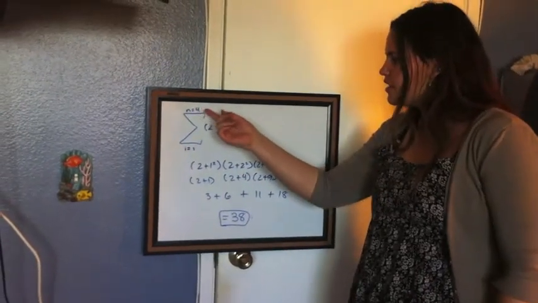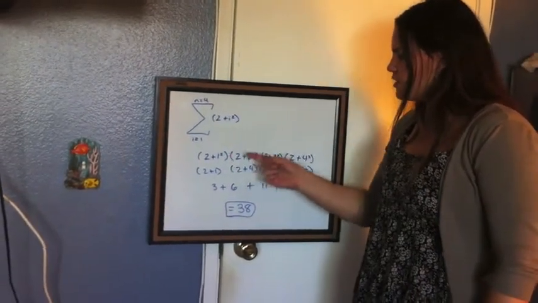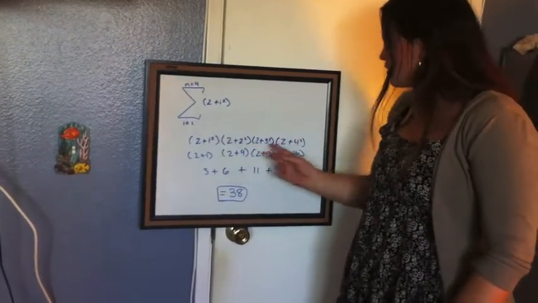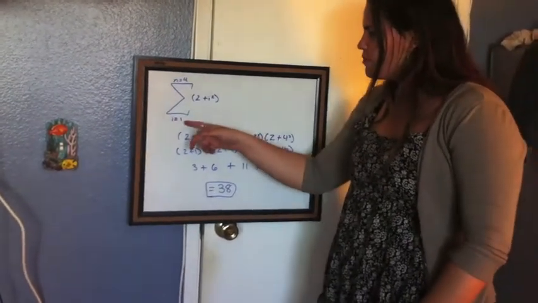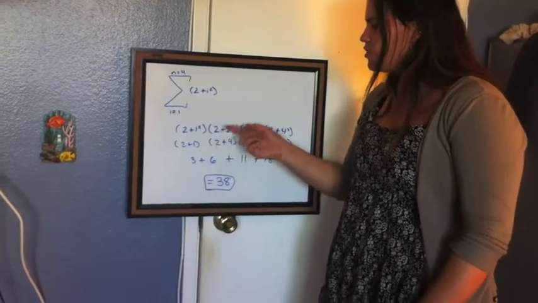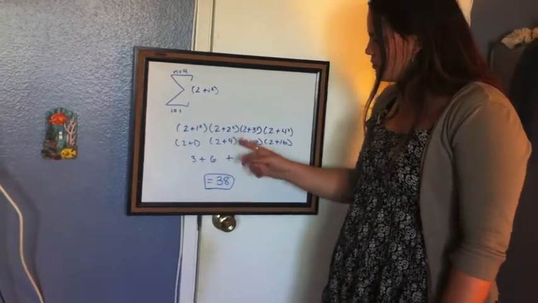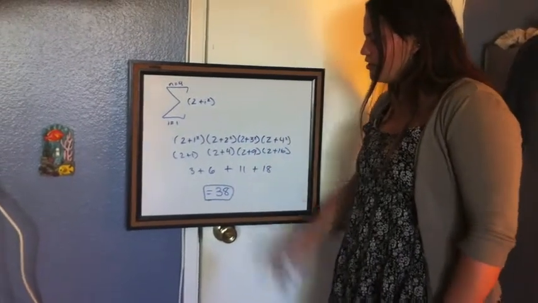N represents the number of binomials or expressions. The number of binomials in each expression goes up to the number 4. And then i represents how much you increase for each expression. And then from there on, you just simplify and add all the terms together, and you get 38.